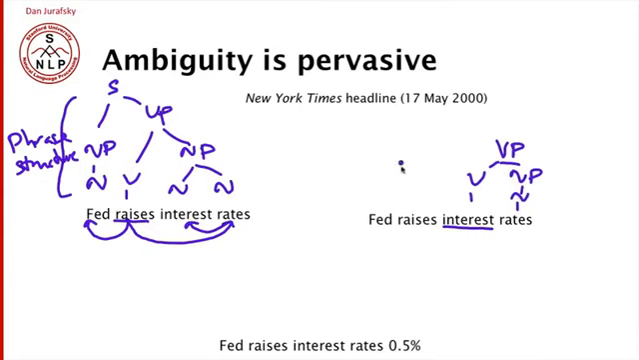And what is interesting these rates? Well, it's Fed raises, raises by the Fed. So we have a completely different sentence with a different interpretation, that something is interesting the rates, whatever that could mean. And it seems an unlikely interpretation for people, but of course for a parser, this is a perfectly reasonable interpretation that we have to learn how to rule out.